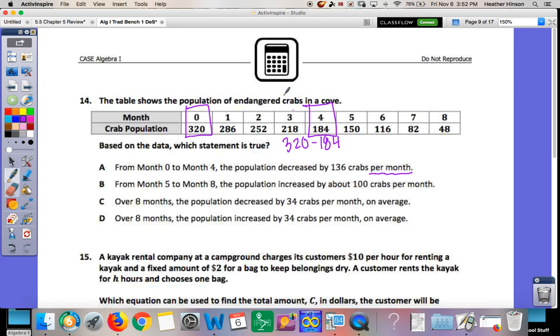0 to 4, that's 4 months. So when you look at your slope formula, you have to make sure you get your y2 minus y1 on top and x2 minus x1 on the bottom. So it's going to be 0 minus 4 on the bottom. And then you plug it into your calculator.